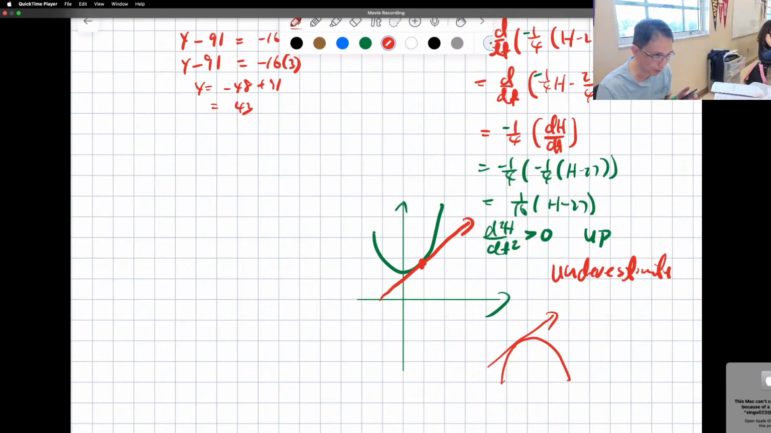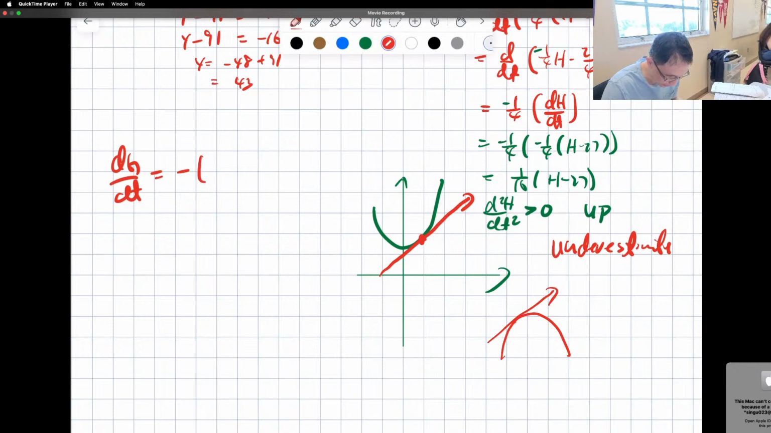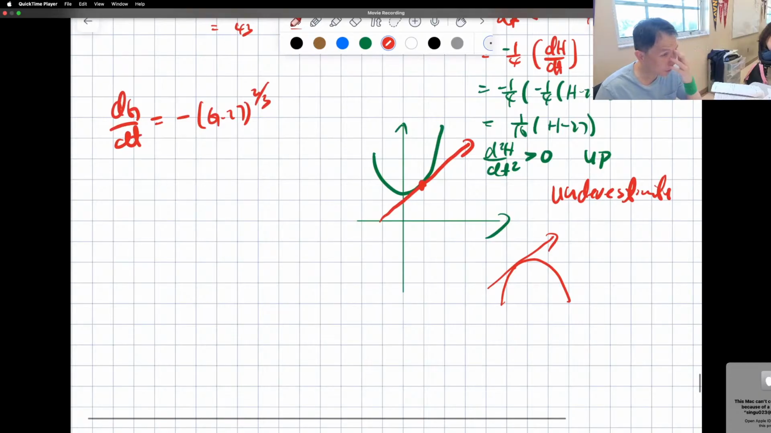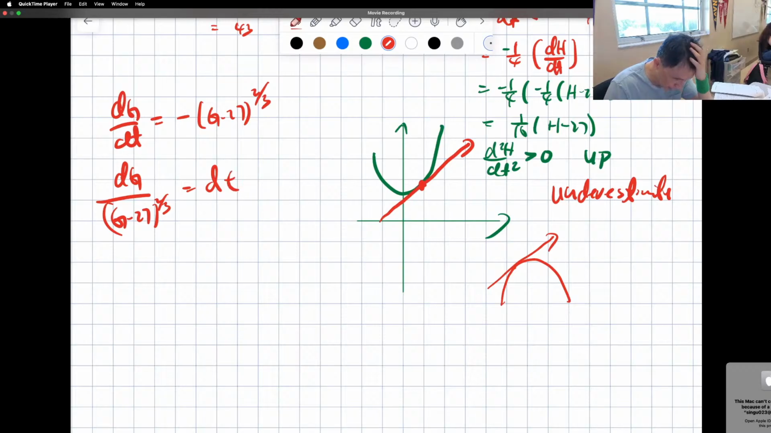Okay, so the next part is, they say dg/dt is equal to negative something, negative (g - 27)^(2/3). The first part of this, a lot of people get confused with certain things. So you should get dg over (g - 27)^(2/3) equal to dt. Even though the other side has nothing, you still have the negative dt. I'm sorry, that's going to be negative dt.